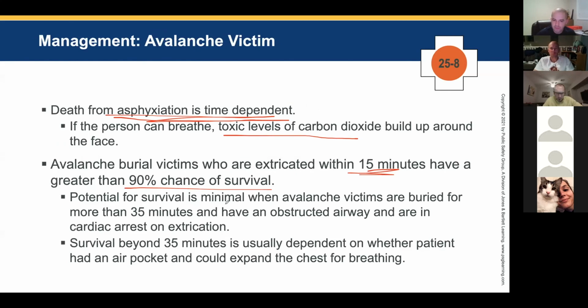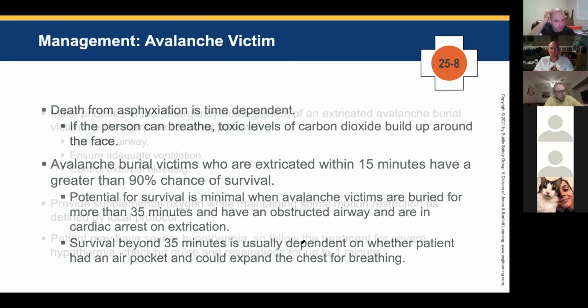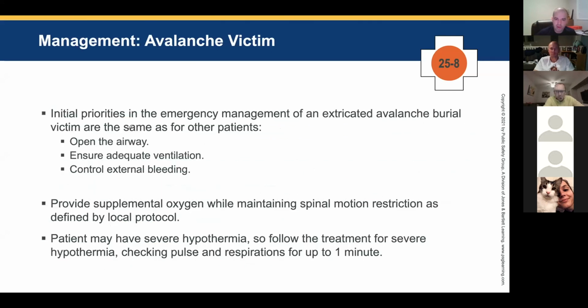The potential for survival is minimal when avalanche victims are buried for more than 35 minutes or have an obstructed airway and are in cardiac arrest on extrication. So if you've been buried for 35 minutes, your airway is obstructed, or you're in cardiac arrest, you are usually not going to survive that burial. Survival beyond 35 minutes is usually dependent on whether the patient had an air pocket and could expand the chest for breathing.